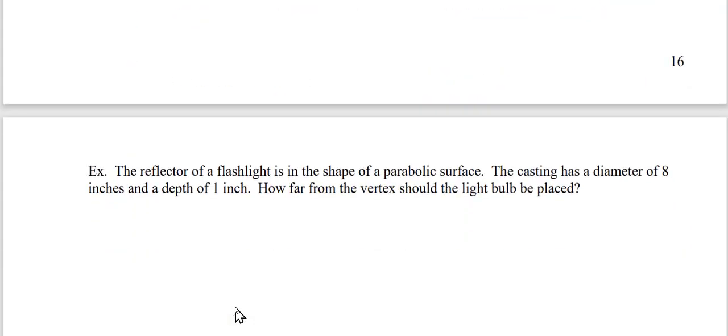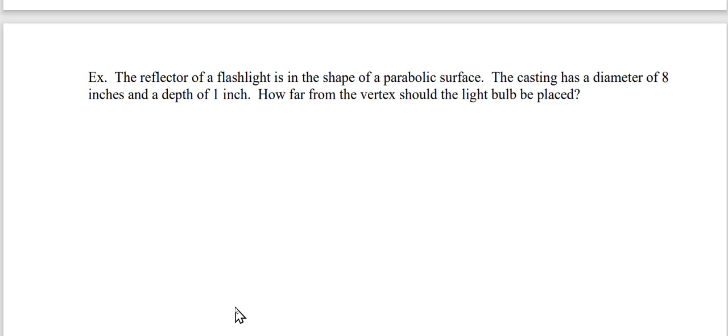Okay? Let's look at an application of the parabola using that reflective property that a parabolic surface has. Obviously, in these situations, we are talking about a three-dimensional parabolic surface. These are sometimes called paraboloids, where the parabola is rotated around. But still, the property holds that for each cross section of that parabola, it will still have that reflective property.